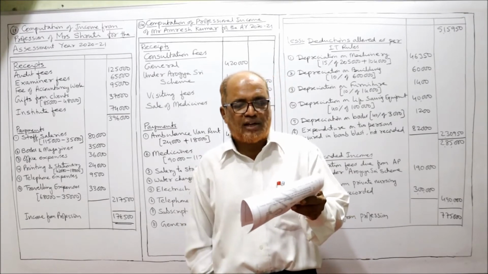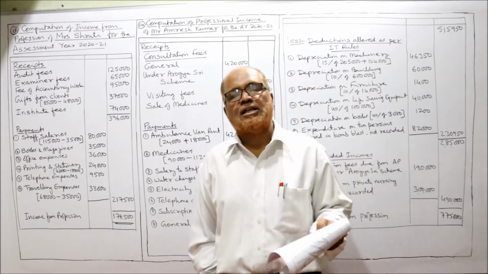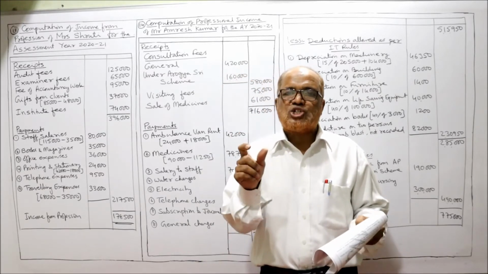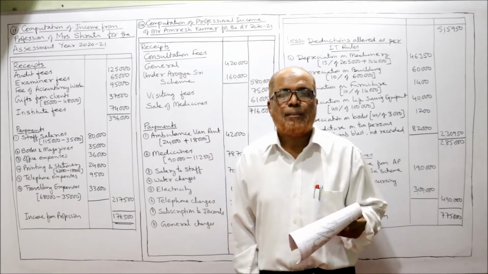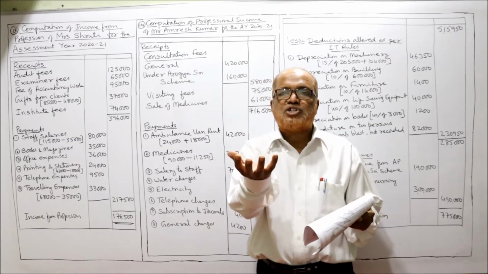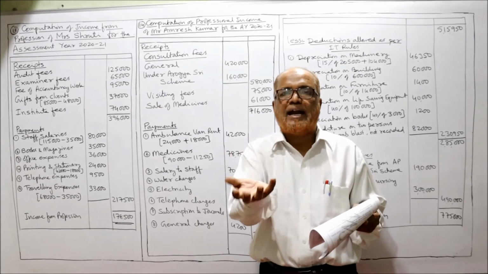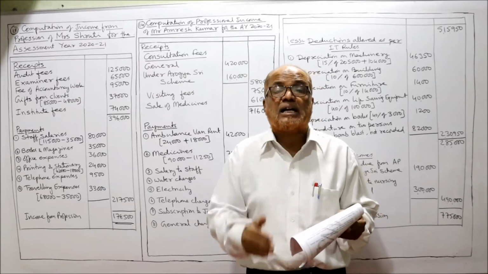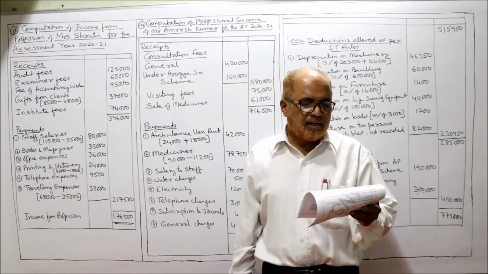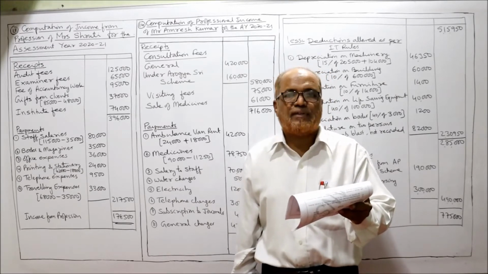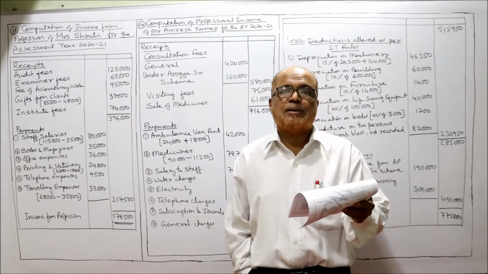Closing stock of stationery as on 31st March 2020 is 18,000. Printing and stationery is a revenue expenditure. It will be allowed as deduction. But the stock of stationery not used at the end of the year, that will be deducted from the purchase of printing and stationery. Then traveling expenses include 35,000 on her personal trip to Ooty.